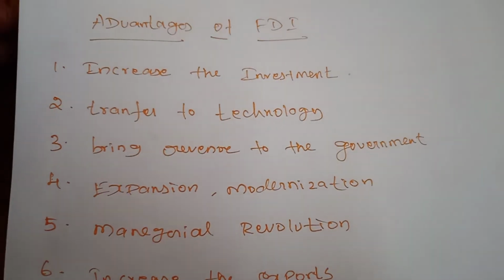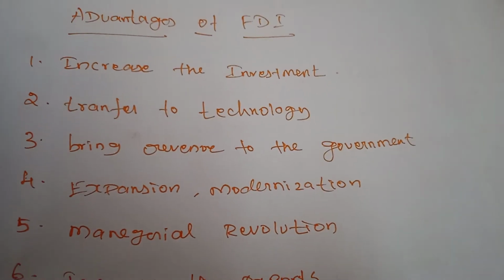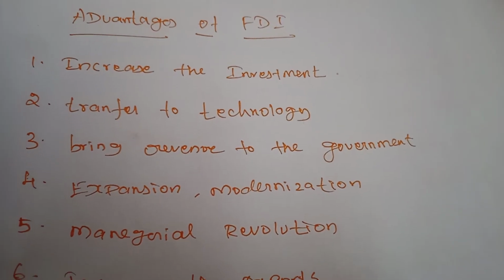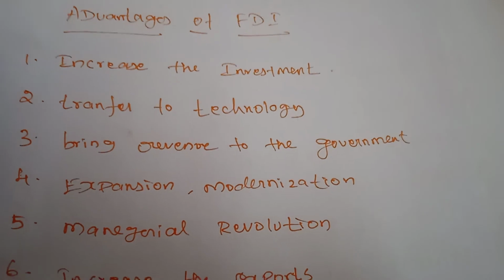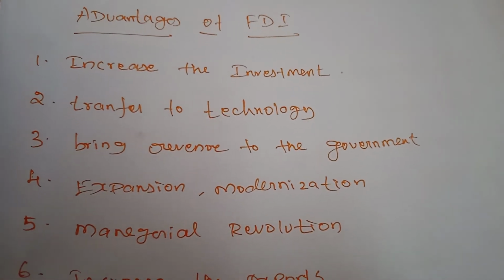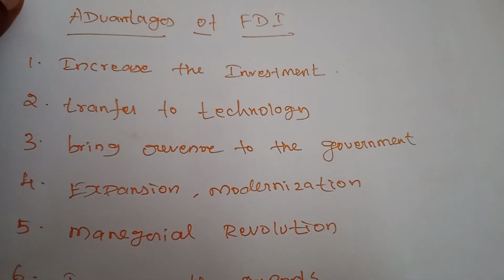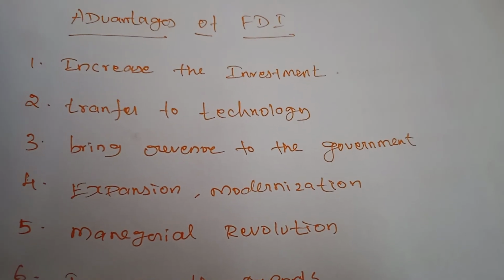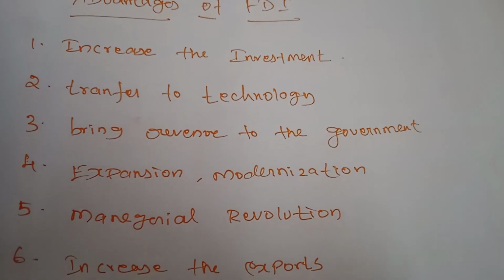So when we are allowing the foreign direct investment, the domestic industrialists and the foreign investors also have to pay some tax to the host countries. So the domestic countries can also get some revenue from the tax.